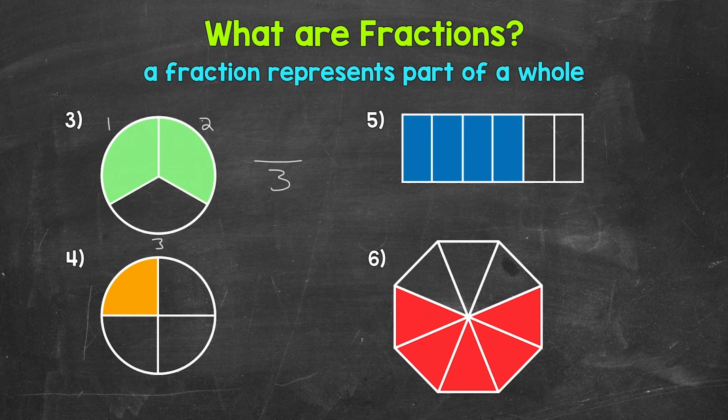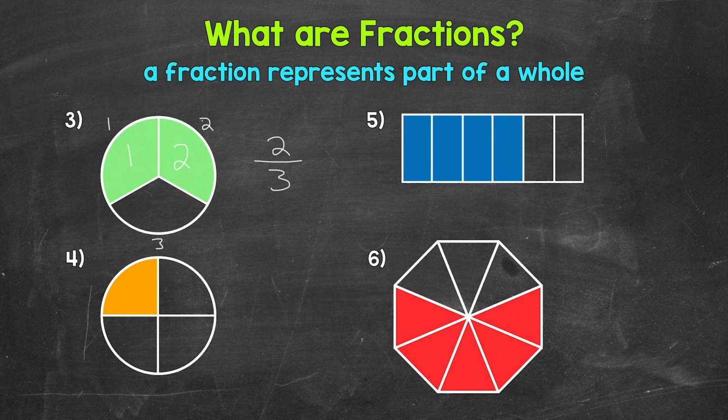Now we need our numerator. So how many parts are shaded? Well, 1, 2. So that's the top number of this fraction. So we get 2 over 3, which we would say 2/3. That fraction tells us that 2 out of the 3 parts are shaded. We have part of the whole circle shaded.